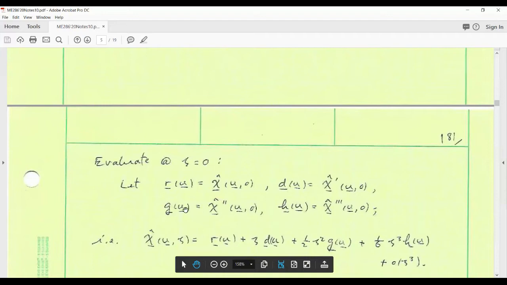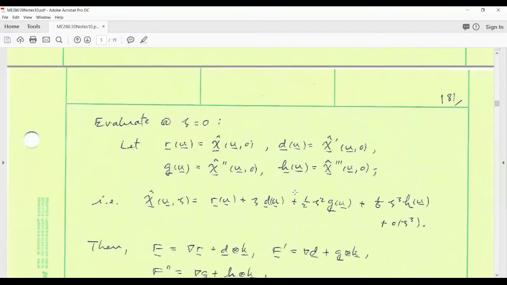The same is true of the second through thickness derivative evaluated at the midplane. That's a function of u. We'll call it g of u. It's a vector g of u. The third order through thickness derivative evaluated at the midplane, we'll call it h of u. And these are entirely distinct vector fields defined on the midplane.